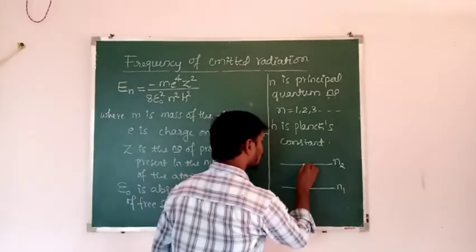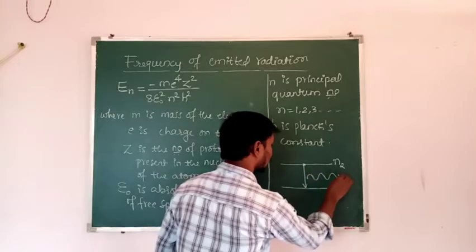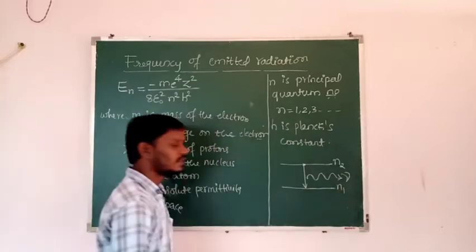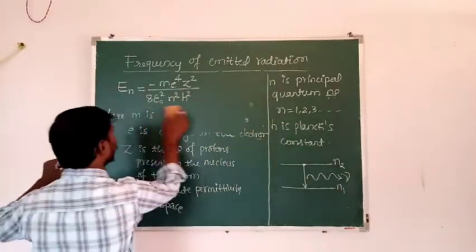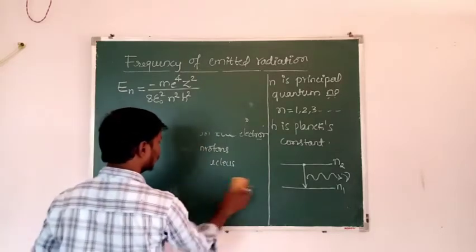Then the electron jumps from the higher orbit to the lower orbit with the emission of electromagnetic radiation. Our aim is to find the frequency of the emitted electromagnetic radiation. So let us find the energy of the electron in the orbit n2.